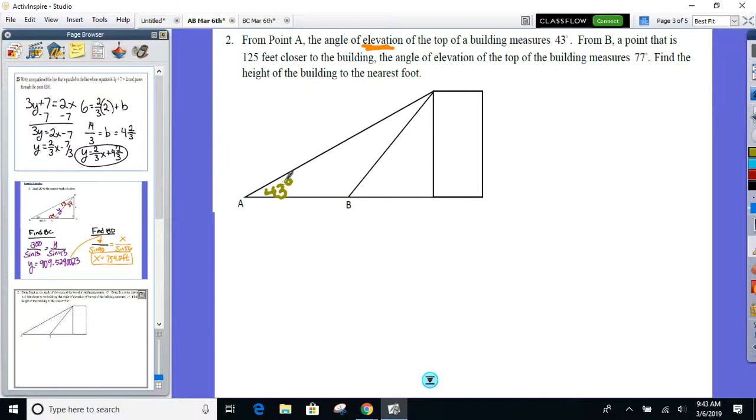From a point B that is 125 feet closer. Where are you going to put that 125? Point B, 125 feet closer. Where's everyone putting the 125? Right on AB, yep. From point A, I'm getting 125 feet closer. The angle of elevation to the top of the building measures 77 from point B. Looking up, take a look. Hey, 77. Not on the other side. The horizontal looking up to the building makes 77 degrees. Find the height of the building.